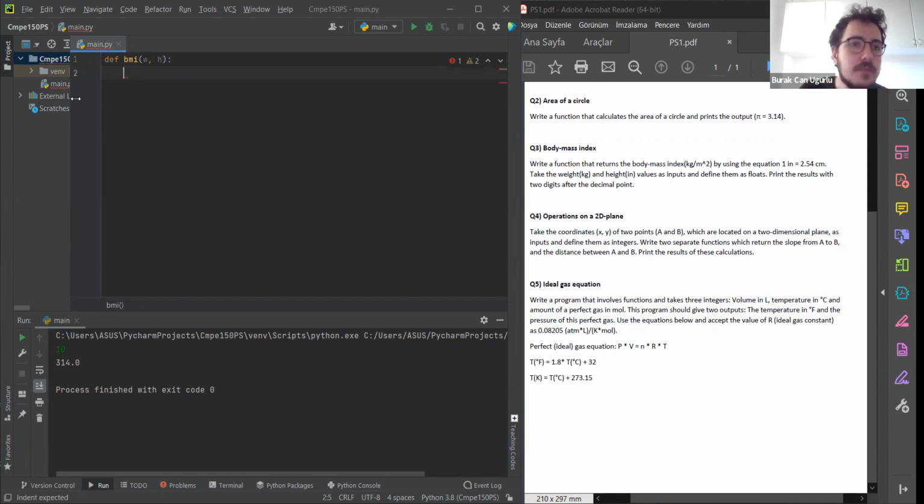Before all of that, I can write the inputs as weight, float input, height, float input. So what should we do here? The thing is that the weight is, I can write weight in, and sorry, height in inches, weight is kilograms. Okay.